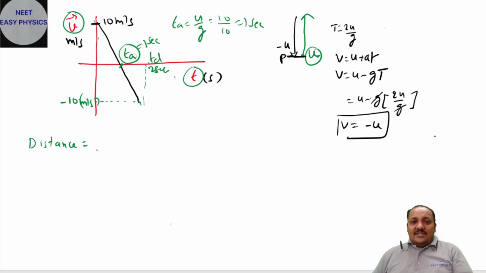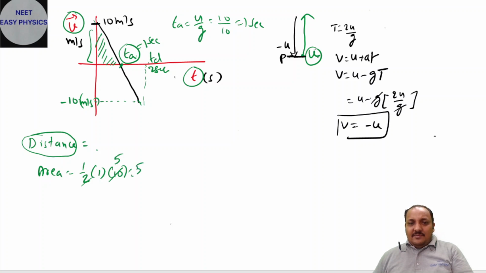In a velocity-time graph, to calculate distance, what do we have to calculate? Area. So this is the area. What is the area formula? Half into base into height. What is the height? Therefore, 5 meters.